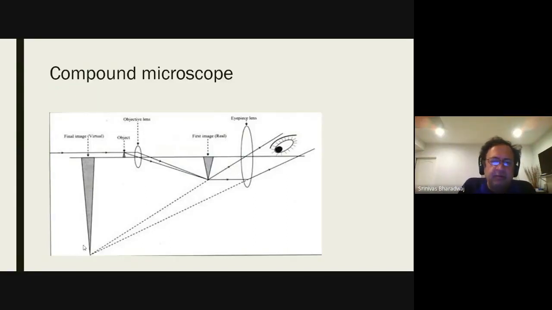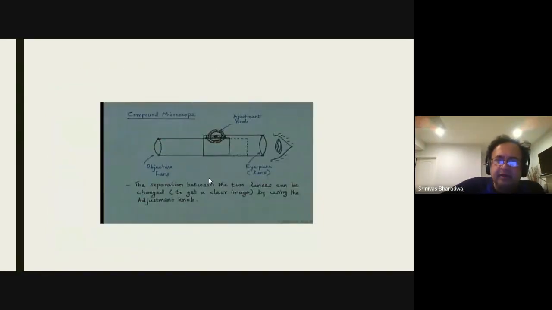So remember this picture, and remember that the object forms a real image first. Typically, in a convex lens, the real image is inverted, right? But the virtual image is not inverted. The virtual image will appear on the same side and it will not be inverted. Okay, so that is now a compound microscope.